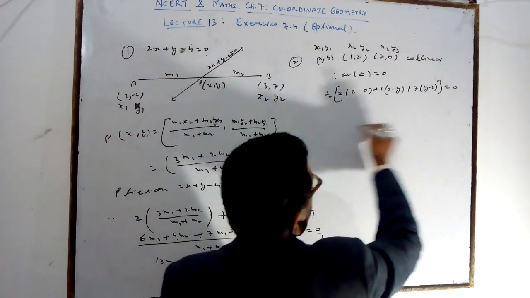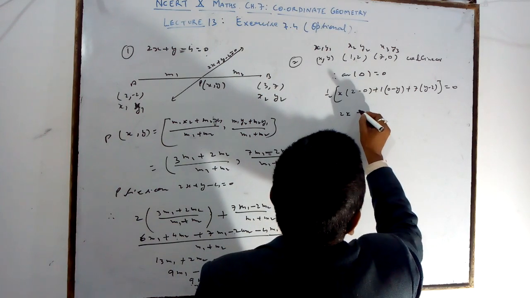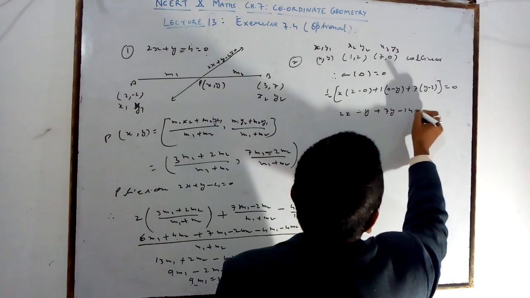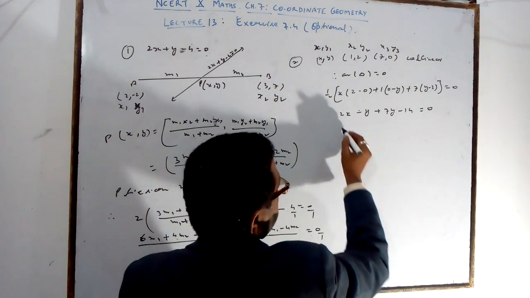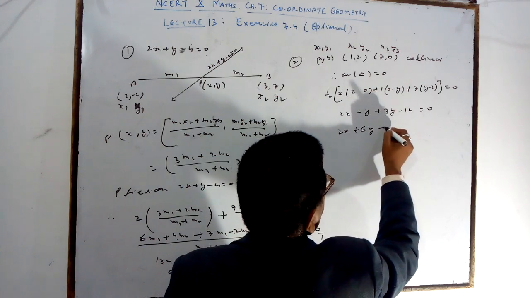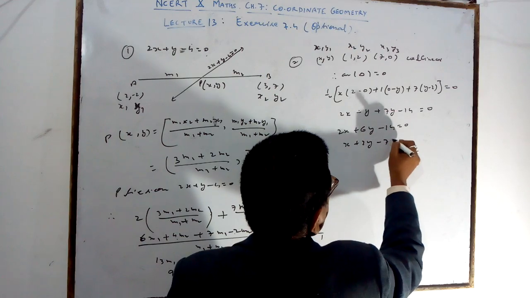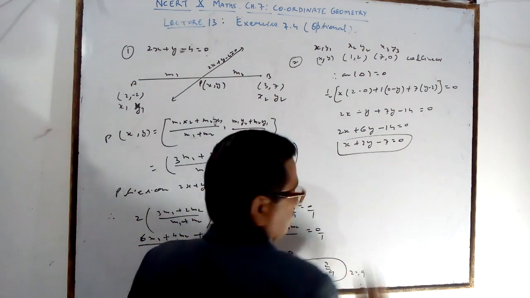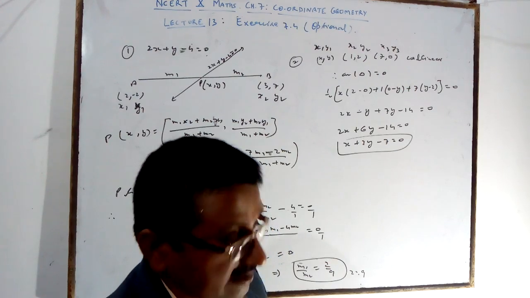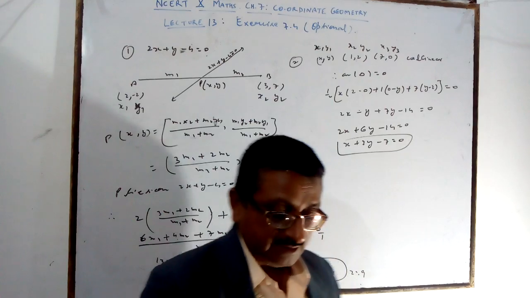That formula half will go that side, over 2x minus y plus 7y minus 14 is equal to 0. So 2x plus 6y minus 14 is equal to 0. x plus 3y minus 7 is equal to 0. It is the relation you are getting, x plus 3y minus 7 is equal to 0, the relation between x and y.